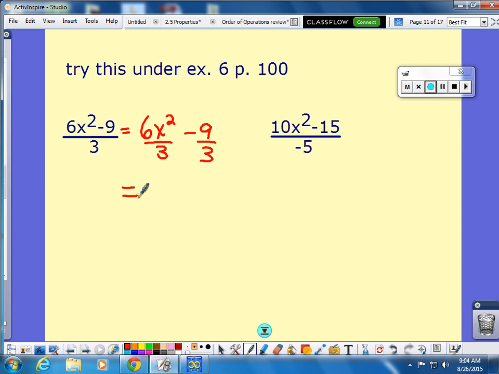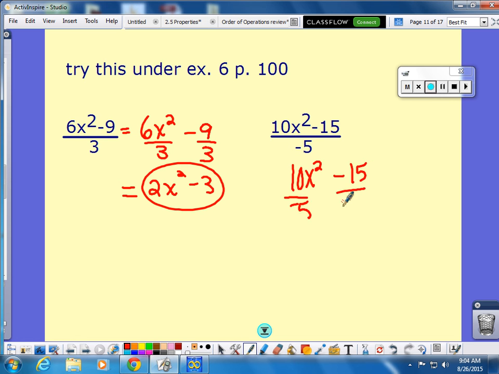Which would be what? 2x to the second minus 2x to the second minus 2. Very, very good. The second one would be negative two x squared.